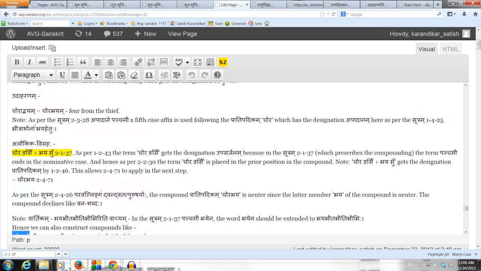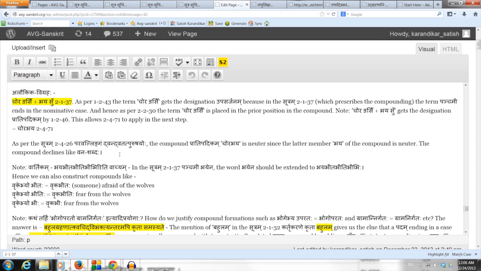Here the wolves are the cause of the fear, bhayahetuhu, and hence the Sutram 1.4.25 assigns the designation apadanam to vrika. And then as per 2.3.28, apadane panchami, vrika takes a fifth case affix, so we get the form vrikebhyaha. And now this vartikam bhaya bhita bhiti bhibhiriti vachyam authorizes the compounding, because we do have a subantam padam bhitaha, which is composed by adding a sup affix to bhita, and we do have panchamyantam padam vrikebhyaha. Therefore compounding takes place and we get the form vrikabhitaha.